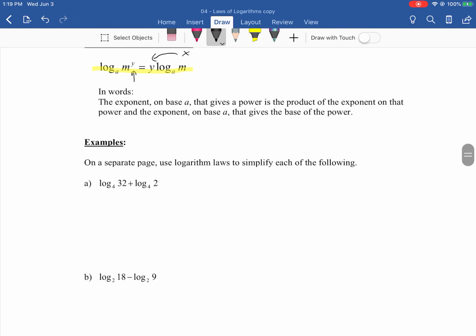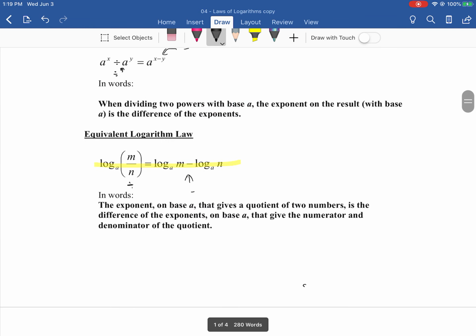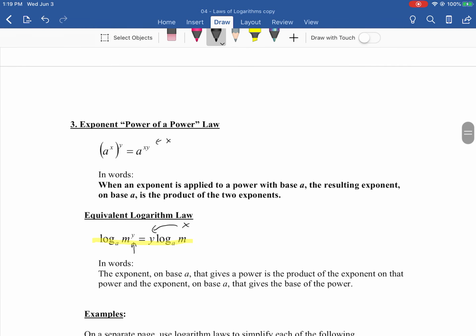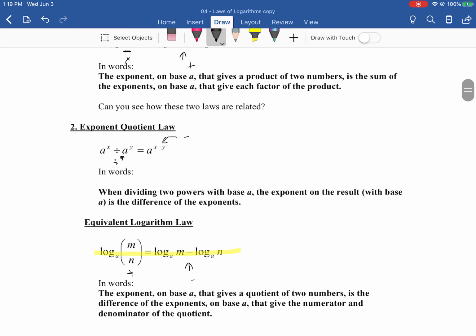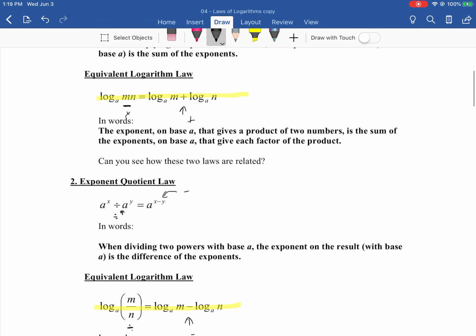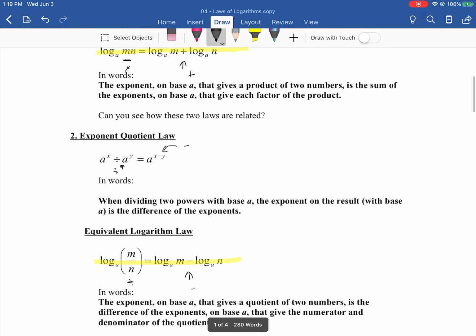Okay, on a separate page, use logarithm laws to simplify each of the following. So this is addition of 2 separate logs. Now take a look at these. Where was there addition of 2 separate logs? Log law 3 doesn't have addition of 2 separate logs. Log law 2 does not have addition, but log law 1 does. And look, we're going from this way to this way. We did a lot of that in trig, where we went from the right-hand side to the left-hand side.